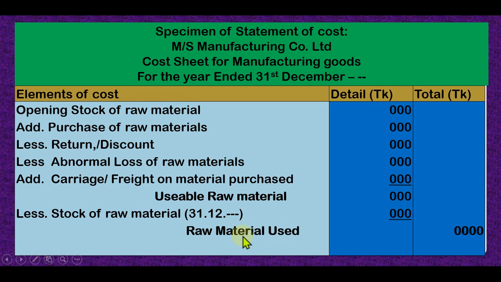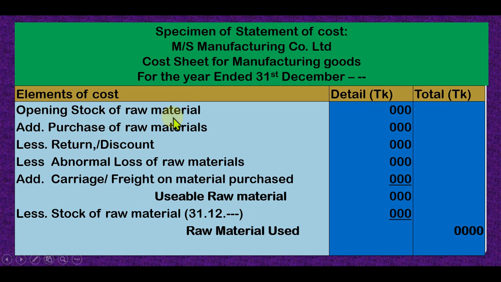Dear student, look at this, this is the format for doing math. At first you have to write the name of the organization, then cost sheet of manufacturing goods for the year ended. At first we will find out the usable raw materials. That may be a requirement for you also, dear student. So at first we have to find the usable raw material.